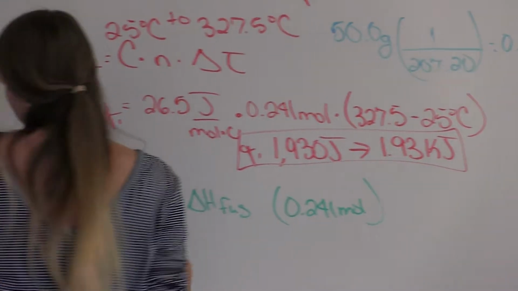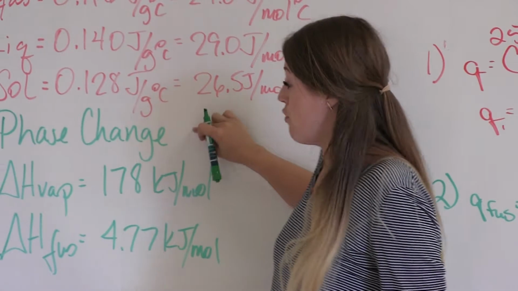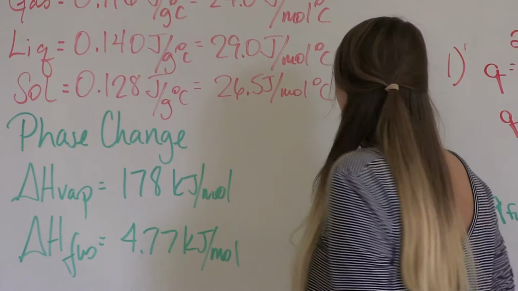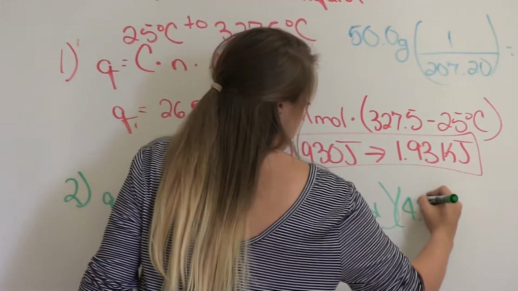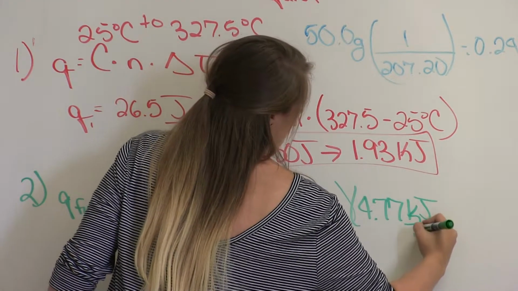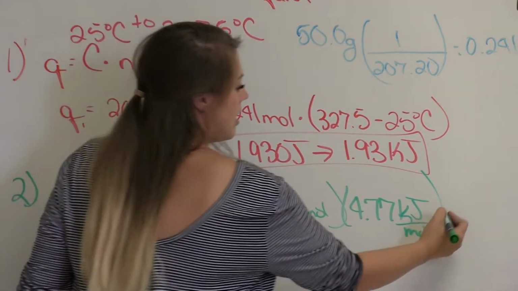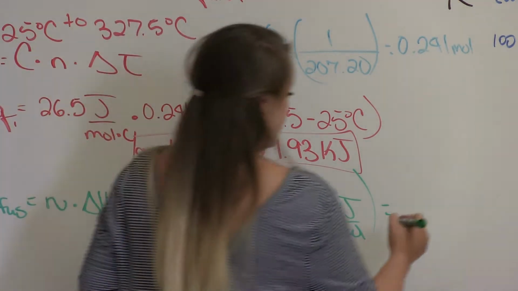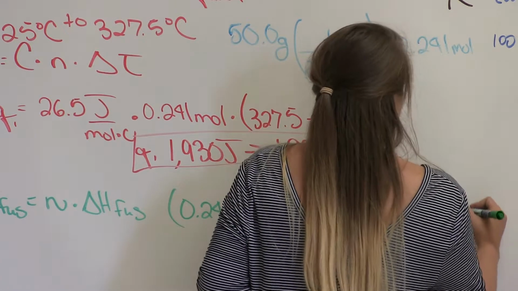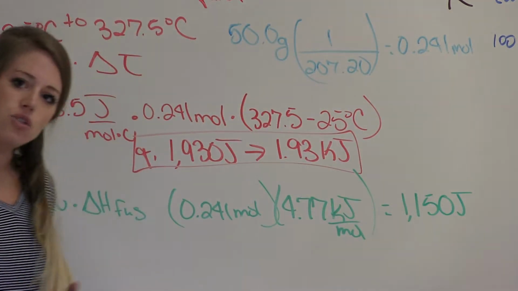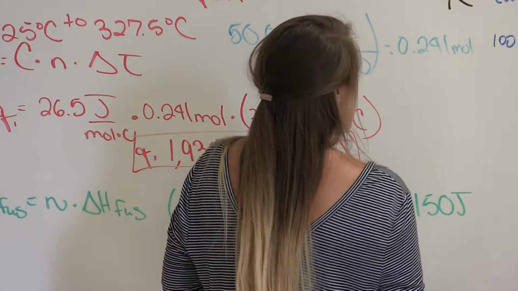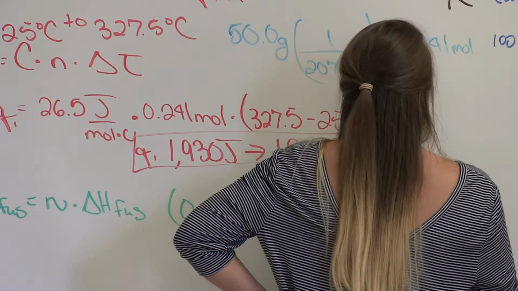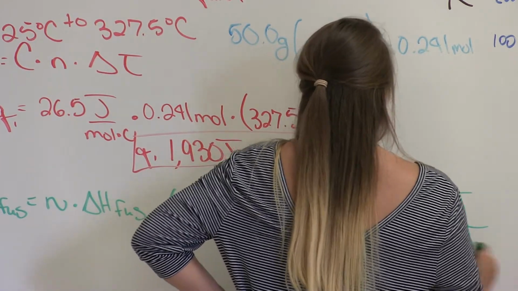Our delta H of fusion, we're going to get off of our chart over here. We're phase changing, so we're going to use the delta H of fusion, which is 4.77 kilojoules per mole. Okay, moles will cancel, you'll be left in kilojoules. If you multiply these out together to find your Q of fusion, you're going to get 1,150 joules, which we're going to keep in kilojoules to make our life a little bit easier. So we're going to get 1.15 kilojoules. And this is going to be our Q2.